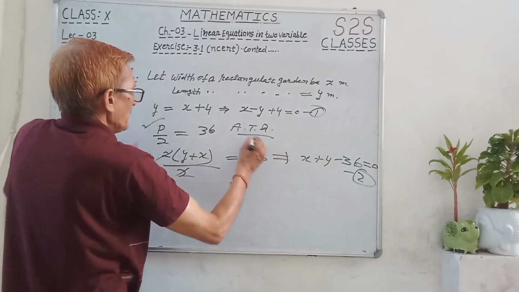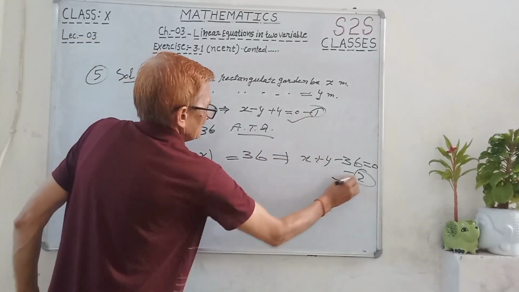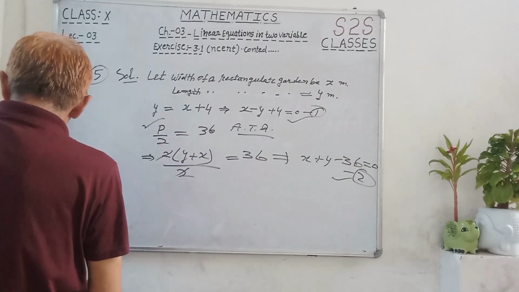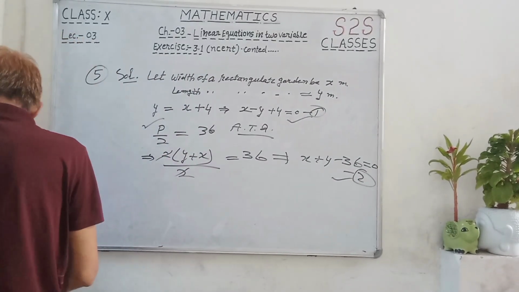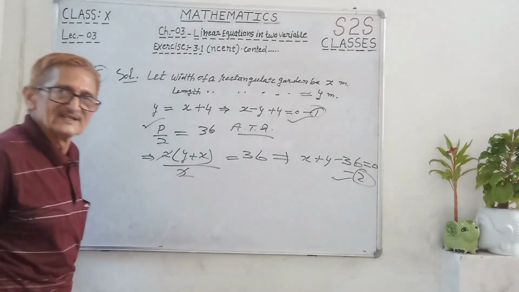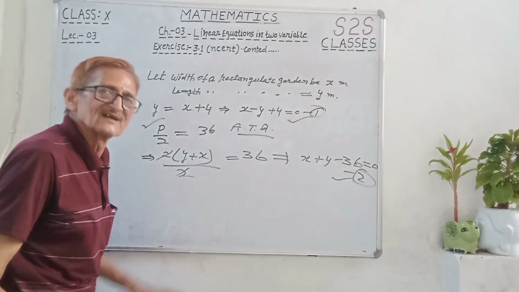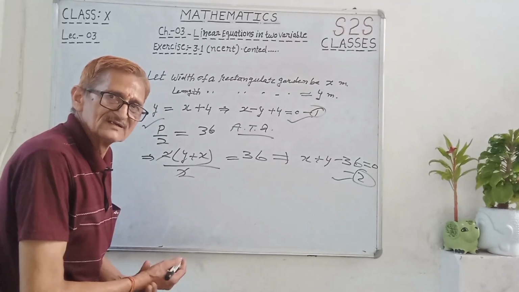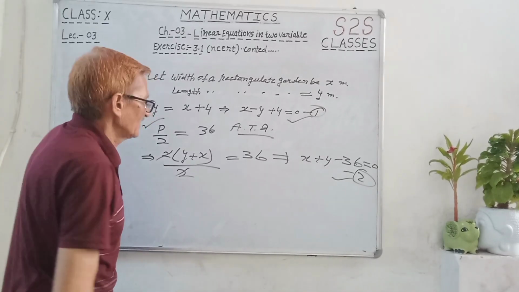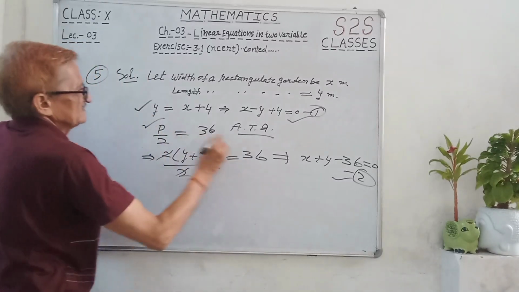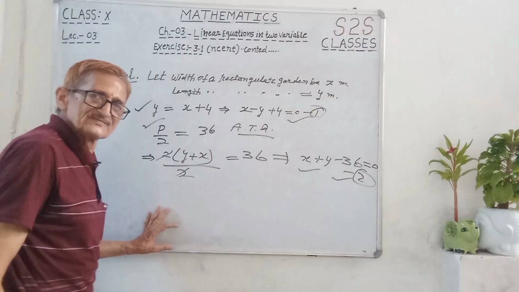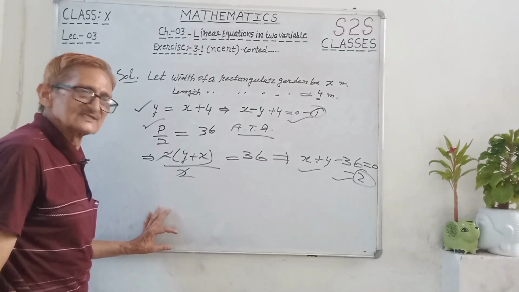Simplify. Now solve both equations. The question says to find the dimensions of the garden. How can you do it? You can solve by any method. The method is not given here, and it does not say to solve graphically, so we may solve in any method. I told you the substitution method and the elimination method.